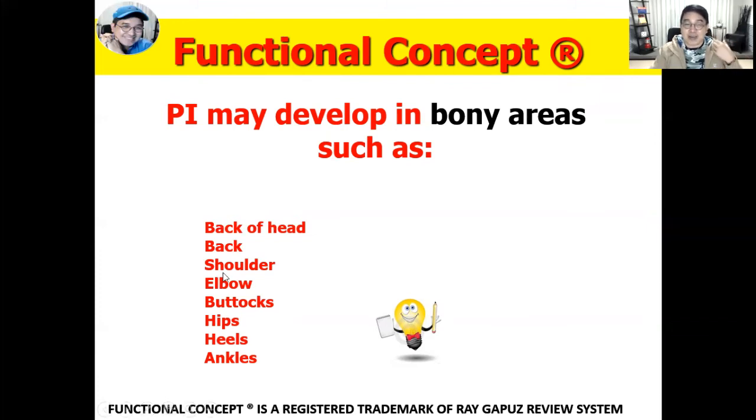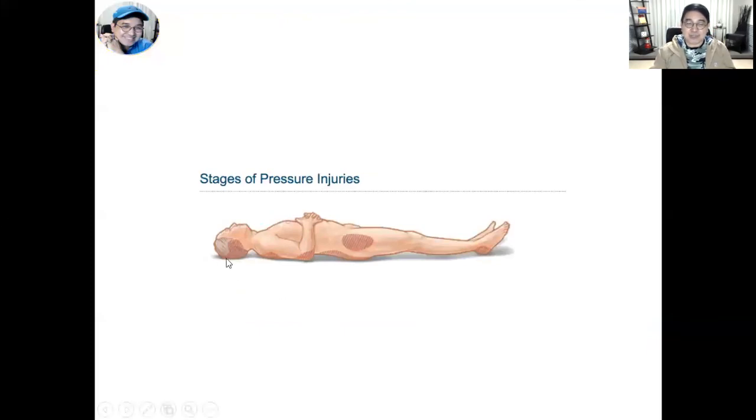Of course, you have the shoulder, specifically here near the acromion process, and then of course the side, not necessarily the buttocks but the hips. Okay, and then the ankles. So you have to pay particular attention on how the patient is lying on bed before you even decide to click on any of those choices in your test. Okay, so this is when the patient's lying on the back. Look, back of the head, you have the shoulders, you have the elbow, you have the buttocks, you have the heels, and of course the hips.